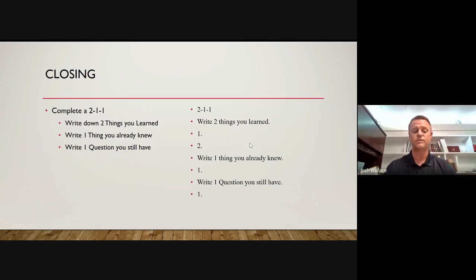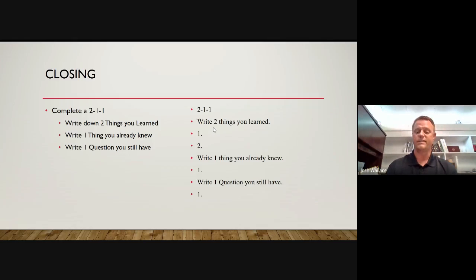Now, in closing, we're going to complete a 2-1-1, which is very similar to a 3-2-1 that we've used in the past. First, you would write down two things you learned. Then you'd write down one thing you already knew about technology systems, and write down one question you still have. Here on the right, I have the example that I have given you, and you can write this down, but I've provided you with these pieces of paper that has the 2-1-1.